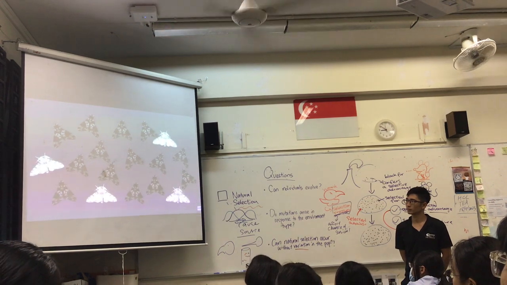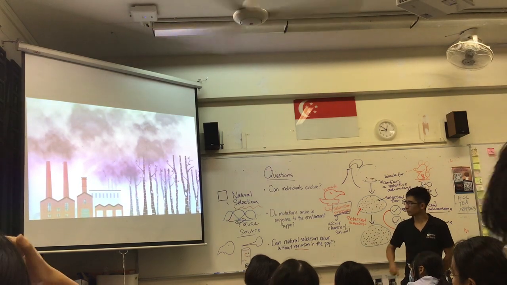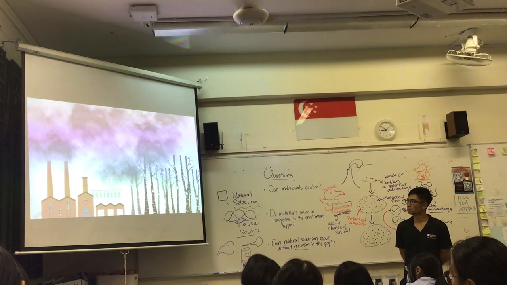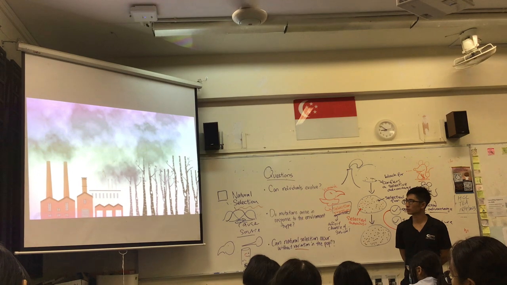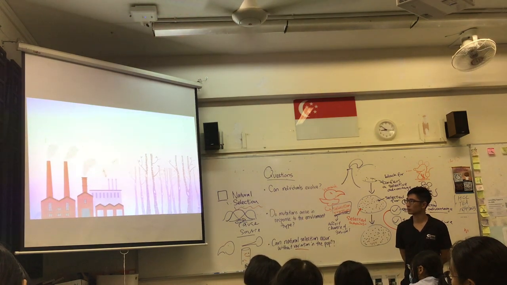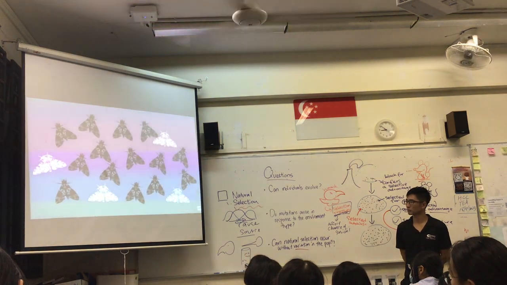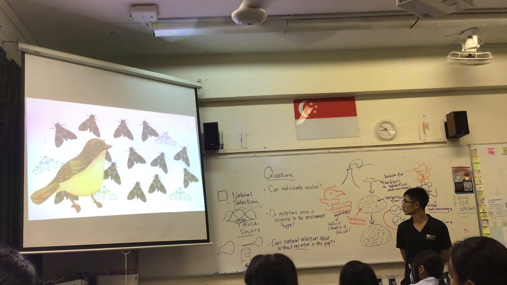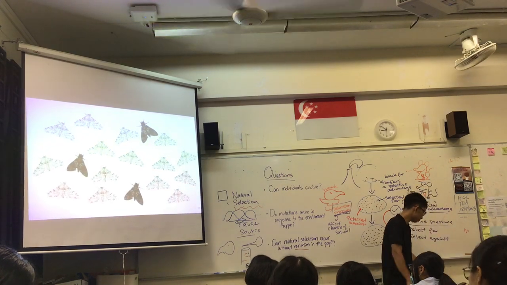But this story has one more plot twist. It didn't take long for people to realize that air pollution was a major problem. Laws were put into place, and factories began to reduce their emissions. The skies were once again clear, and the trees as well returned to their natural light color. As a result, over time, the dark moths decreased in frequency, and the light moths became the more common variation once again. This is evolution by natural selection.